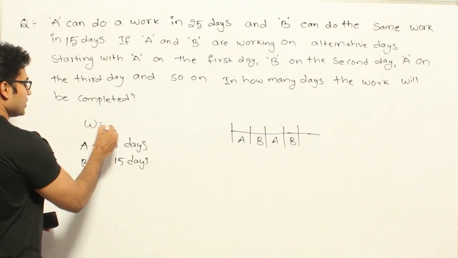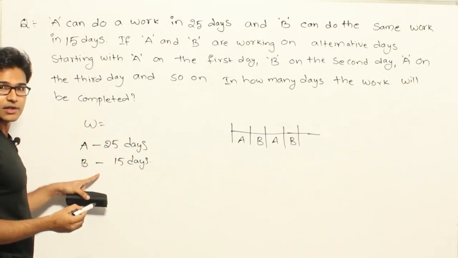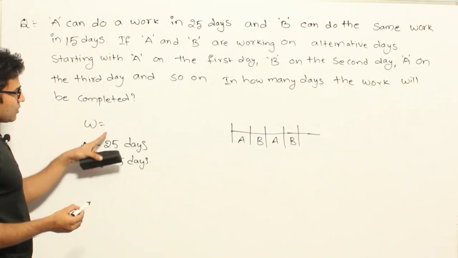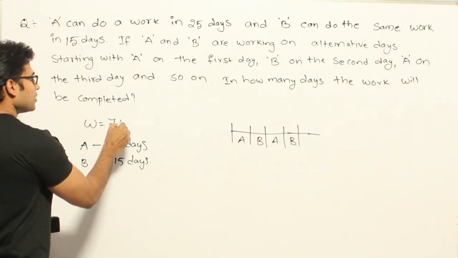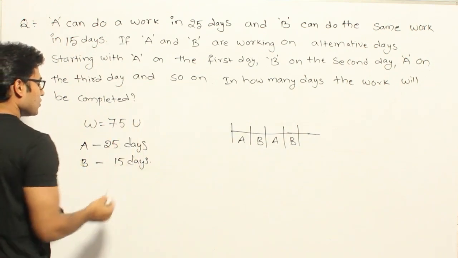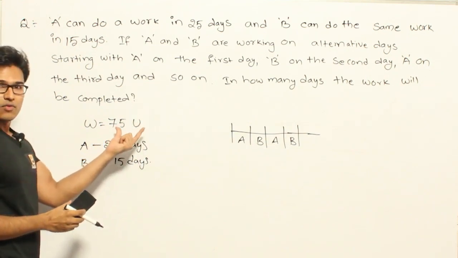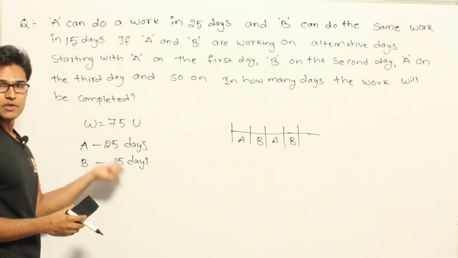We have to find out the rate at which A is working and B is working. In order to find it out, we have to imagine some work. So what will be a better number? 75 is a good number, right? So 75 units is a good number, so I am taking it. For that matter, you can take any number which is a multiple of these two.